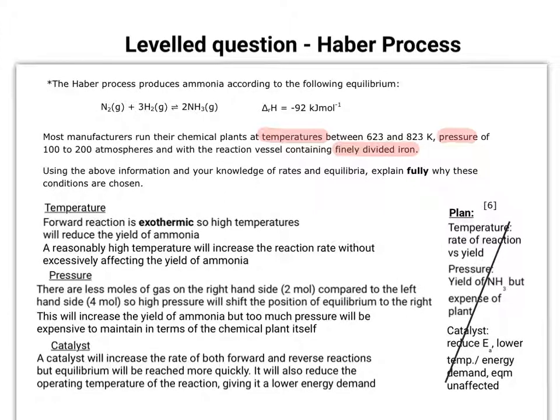So the presence of your catalyst will increase the rate of both forward and reverse reactions, but the equilibrium will be reached more quickly. It will also reduce the operating temperature of the reaction, giving it a lower energy demand.